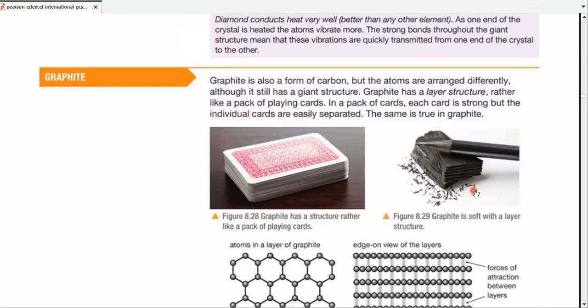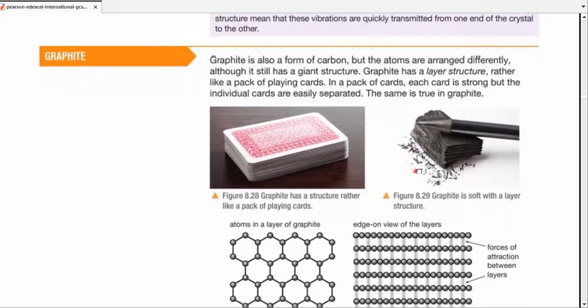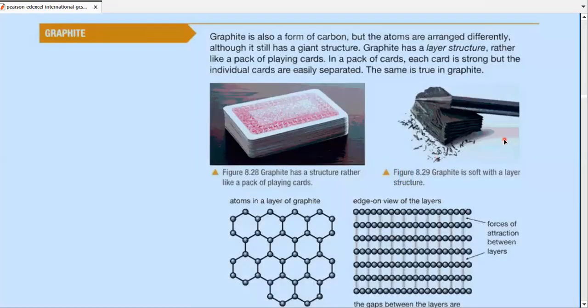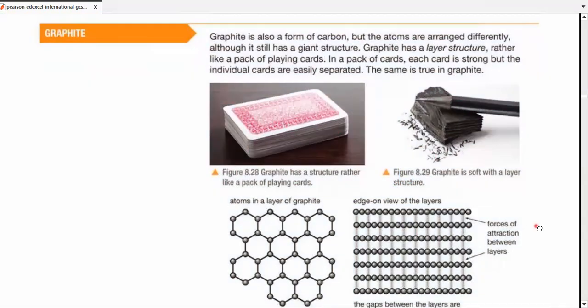insulator. Graphite. Graphite is also a form of carbon, but the atoms are arranged differently. It also has a giant structure, but it has a layered structure. Like a pack of playing cards, the layers are on top of one another. In a pack of cards, each card is strong, but the individual cards are easily separated. The same is true in the case of graphite, which we usually use in pencils.